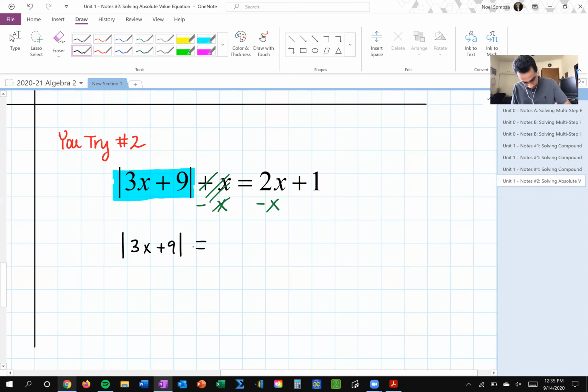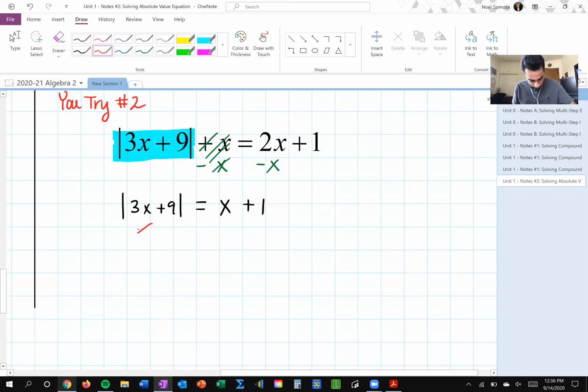Which will equal x plus 1. So if you got up to that point, that's good. Now from here, this is the part where since the absolute value is by itself, we can go ahead and split this into the 2 separate equations. So we can bring down the original without the absolute value, which gives us 3x plus 9 is equal to x plus 1. And then we would need to bring down the inverse one. We keep 3x plus 9 the same. The inside of the absolute value will never change, but on the outside, it's going to equal the negative of x plus 1.